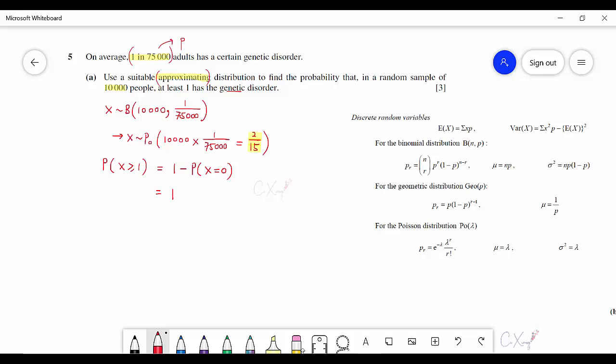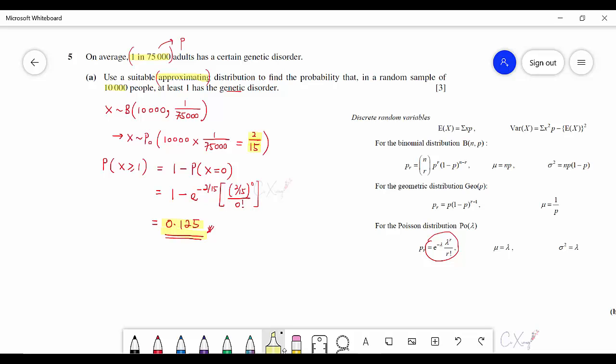Alright. So 1 minus, for Poisson distribution, the formula is e negative lambda, where lambda will be 2 over 15, multiplied with lambda power r, so power r means 0, divided by 0 factorial. For this one, by just pressing the calculator, very easily you should get the answer, and I have changed the answer to 3 significant figures, which should be 0.125. Alright, so this is the first part that we have for question number 5.